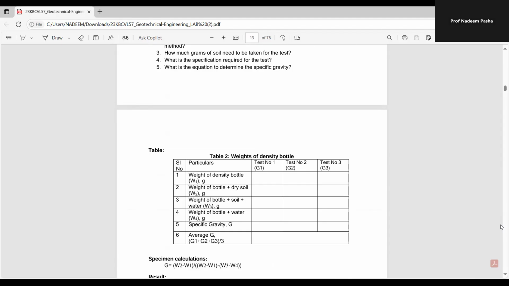So this is the tabular column. Weight of density bottle W1 gram. Weight of bottle plus dry soil W2 gram. Weight of bottle plus soil plus water W3 gram. Weight of bottle plus water W4. Specific gravity G. So average G is G equal to (G1 plus G2) by 2. Specimen calculation: G is equal to (W2 minus W1) divided by (W2 minus W1) minus (W3 minus W4).